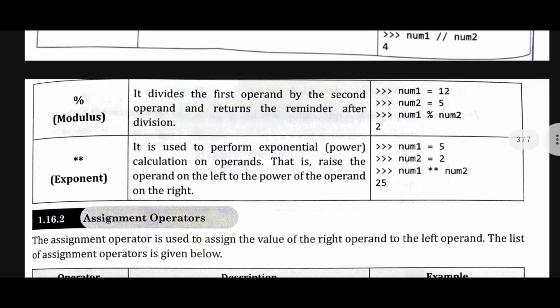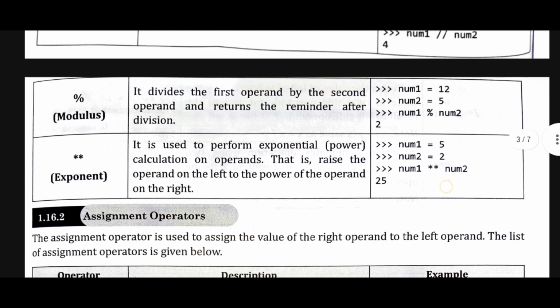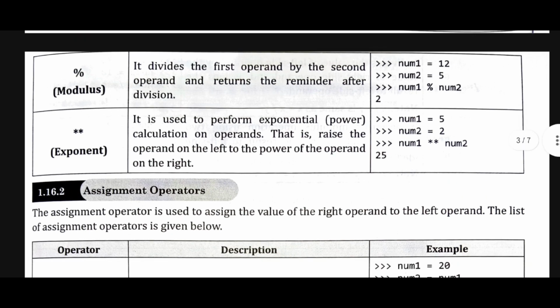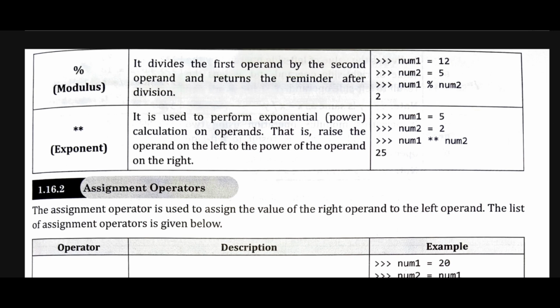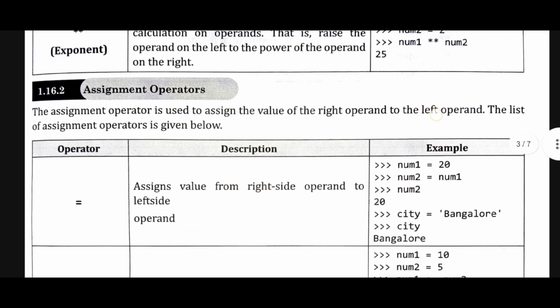So modulus returns the remainder value, where number 1 is 12 and number 2 is 5. By dividing number 1 by number 2, we get the remainder value as 2. So exponent is the power value which is given to a number. We have number 1 as 5, number 2 as 2. By giving number 1 to the power of number 2, the 5 is multiplied 2 times. 5 into 5 is 25, and so the output is 25 here.